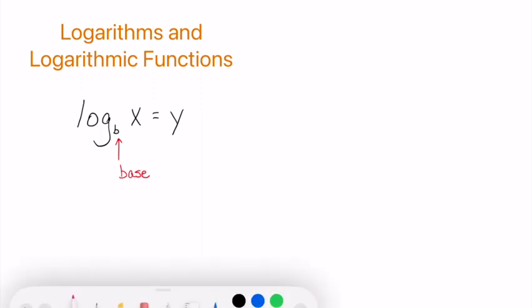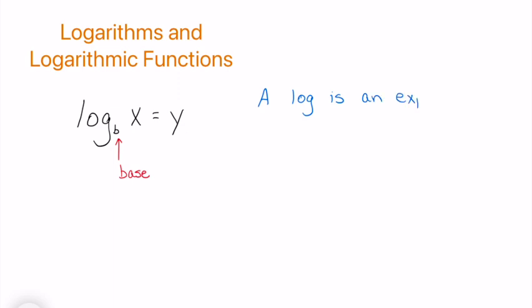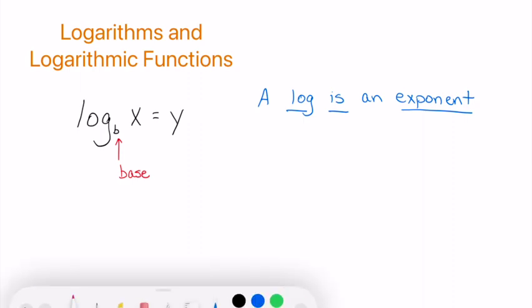The most valuable sentence for you to remember about logarithms is that a log is an exponent. Now in math, we know the word is means equals. 2 plus 2 is 4 means 2 plus 2 equals 4. Is means equals. So when we say a log is an exponent, what we mean is that a log equals an exponent. So in this case, we have y as being the exponent of this logarithm.